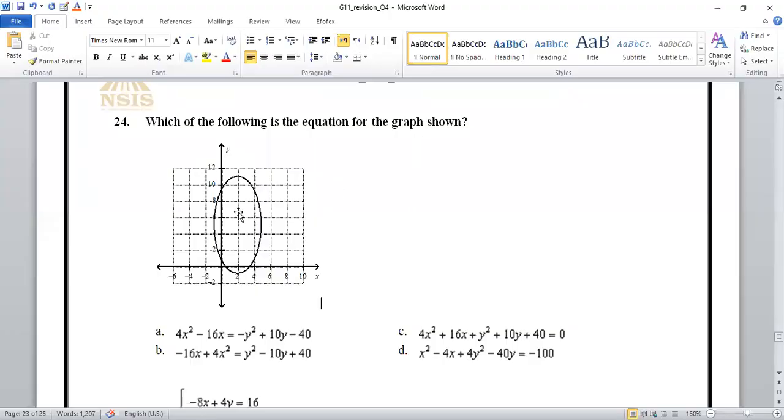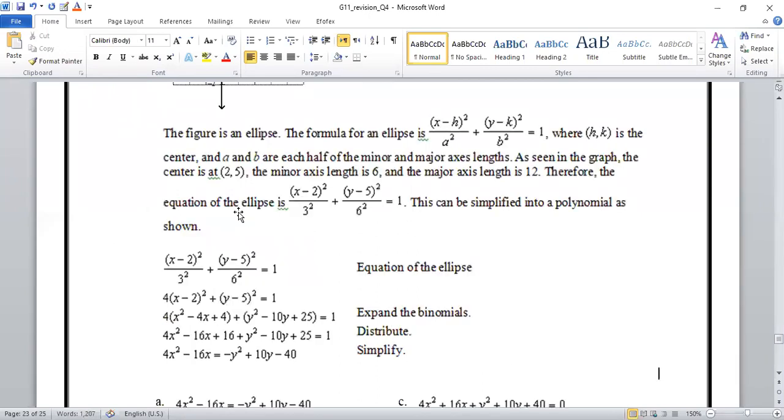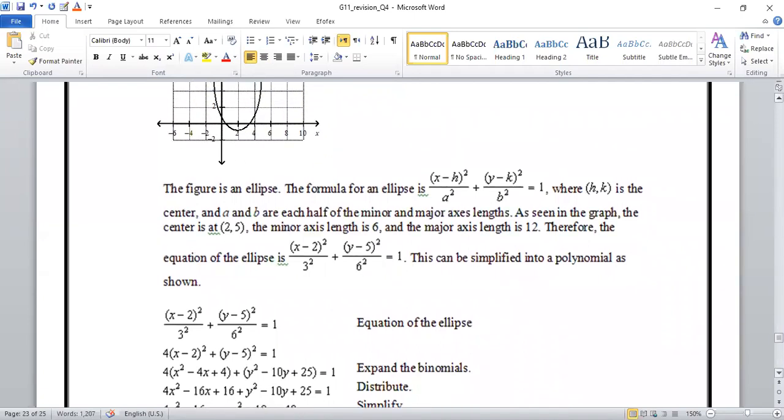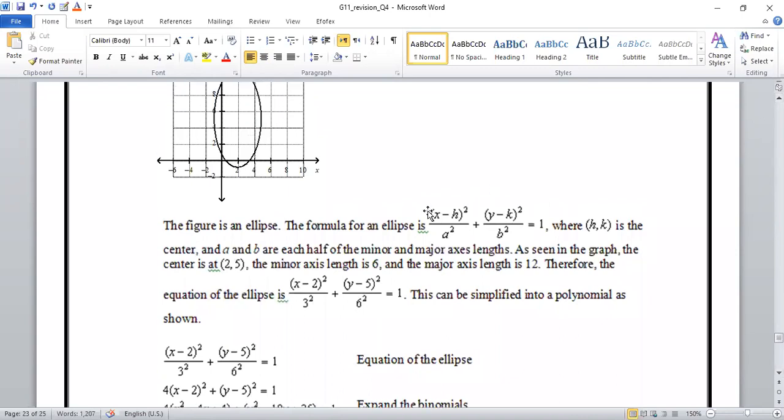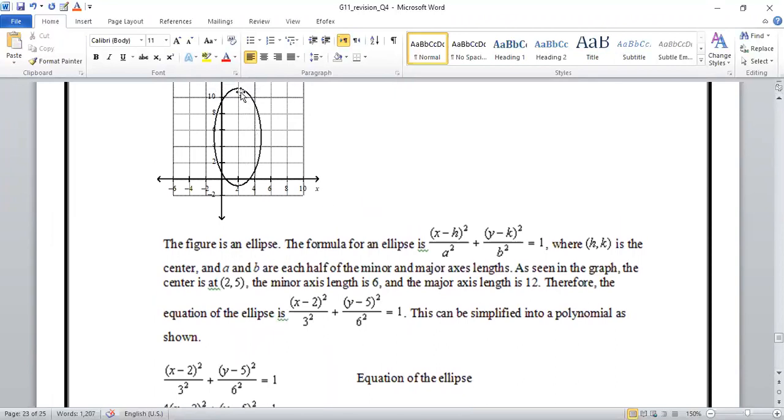Number 24, which of the following is the equation for the graph shown? From the graph, the figure is an ellipse. The formula for an ellipse is (x minus h) squared over a squared plus (y minus k) squared over b squared equals 1, where h and k give the center and a and b are each half of the minor and major axis lengths. As seen in the graph, the center is at (2, 5).